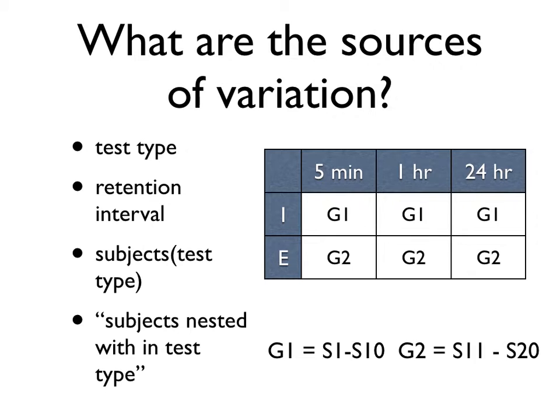So you understand the difference between the subjects being nested within test type and being crossed with or interacting with test type? Does that make sense? If they were crossed with test type, you'd have all the same subjects in both groups, in implicit and explicit, and we don't have that. Okay. Subjects are within test type. Make sense so far? You get the terminology? Okay.